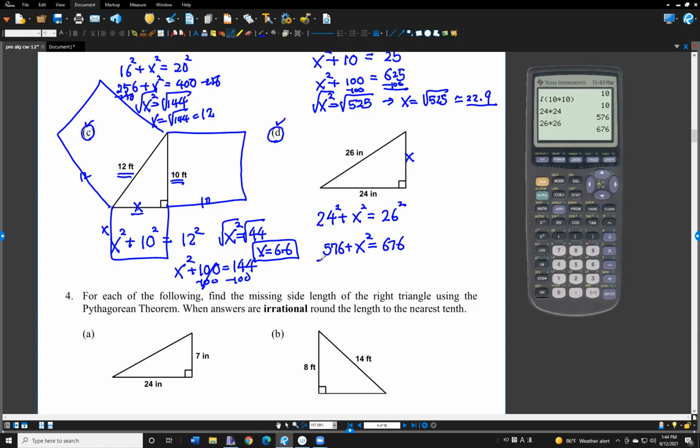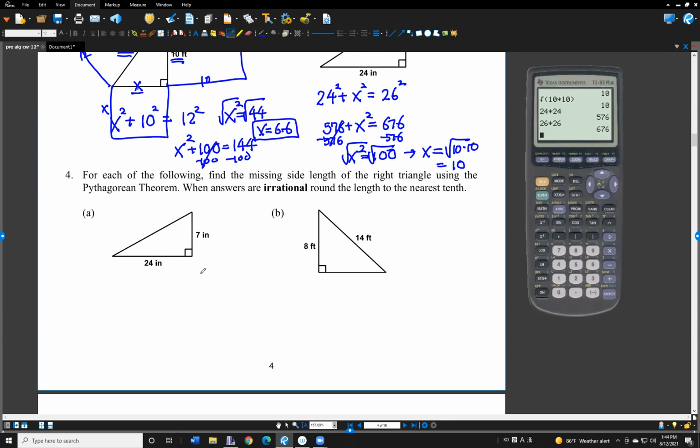676. So minus 576, minus 576. Wow, this is exactly equal to 100. Simple. In this version, you don't need the calculator. x equals the square root of 100, and we know that square root of 100 is square root of 10 times 10, right? Same number, this is 10. That's the answer. Okay, sometimes we might get an irrational number, okay? But in that case, we need to use your calculator.